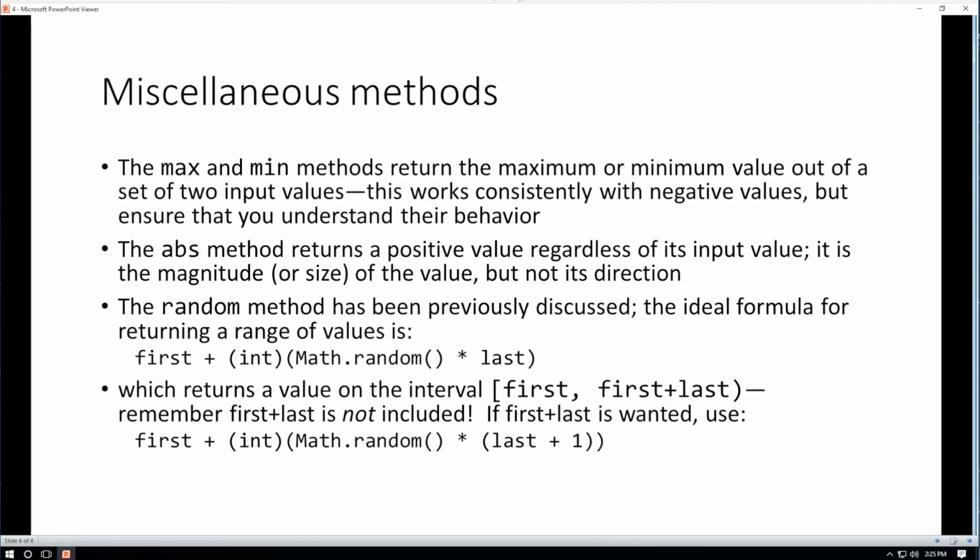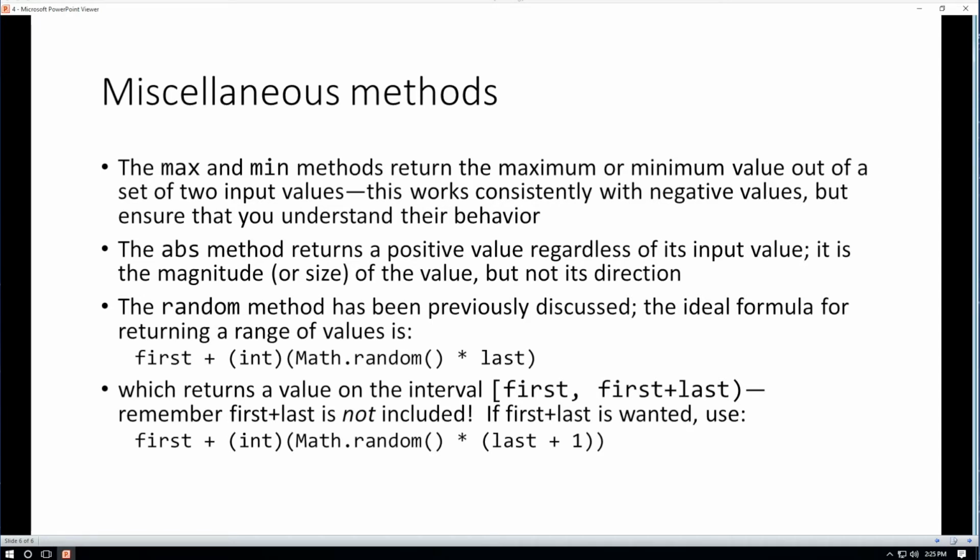The random method has been discussed previously. In that discussion, I mentioned there was a formula that better expresses how to develop a range of random values. The more ideal formula is first plus the integer truncation of the quantity Math.random times last. In rolling the six-sided die, we would say first is 1 and last is 6.